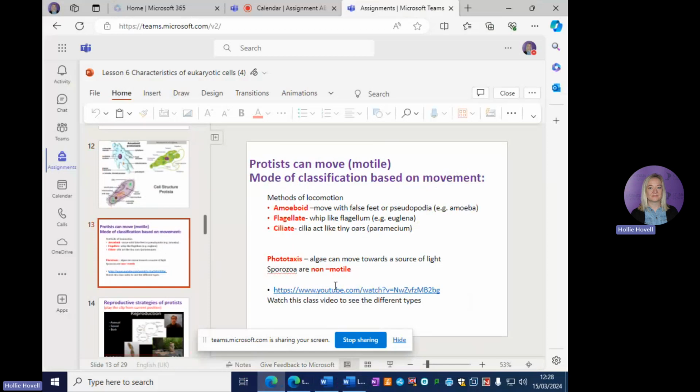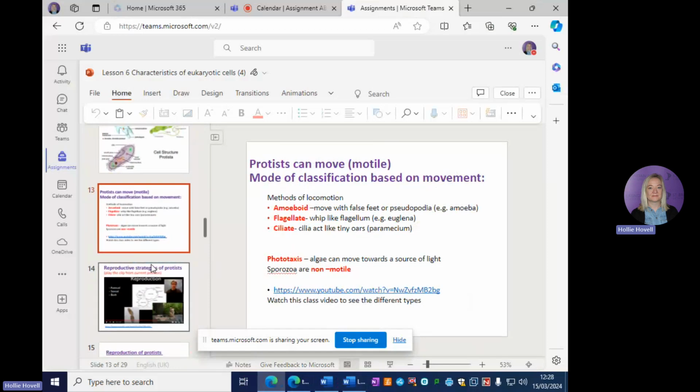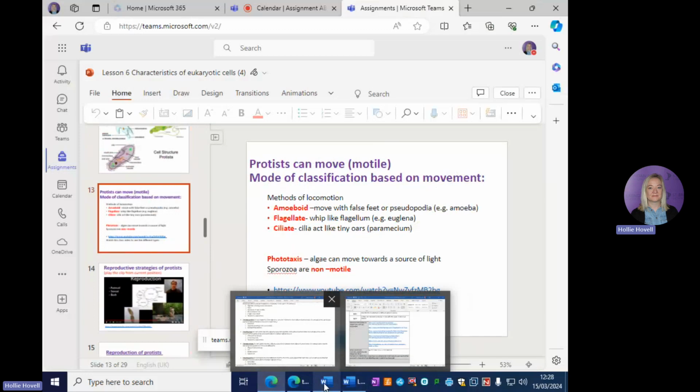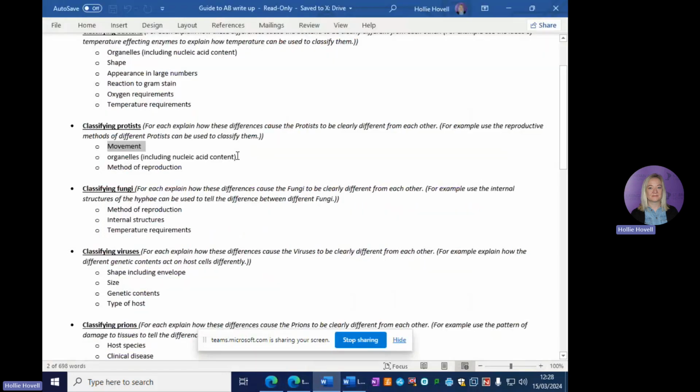There's a few more keywords you can look up here. There's a good video that you can use there. And you can talk about how different protists move in different ways, and that can be used to classify them. The second way we can classify protists is based on their organelles.